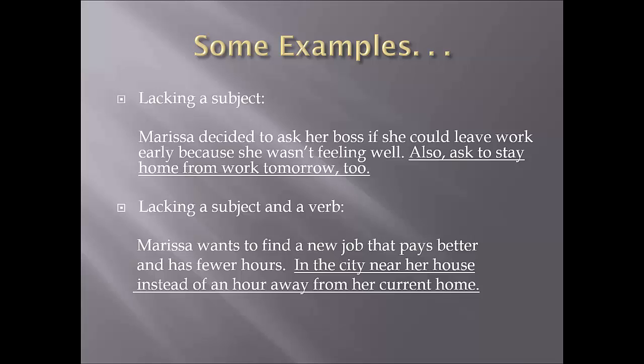Let's take a look at the second example, which lacks both a subject and a verb. Marissa wants to find a new job that pays better and has fewer hours, in the city near her house instead of an hour away from her current home. In the underlined word group here, there is no verb and there is no subject. This underlined word group consists of several phrases, but does not contain a clause.